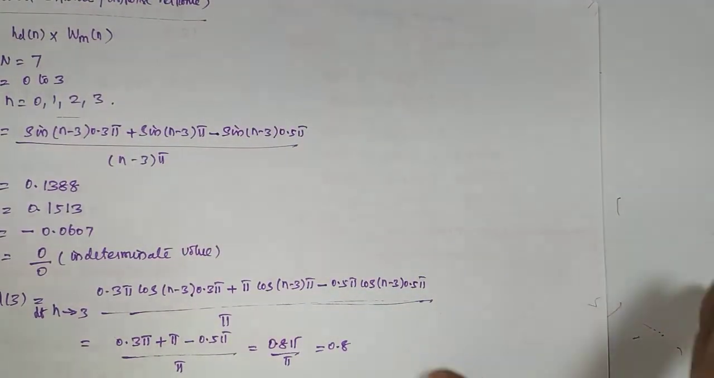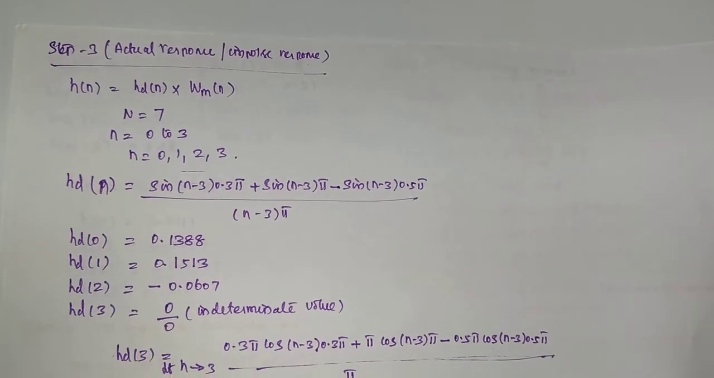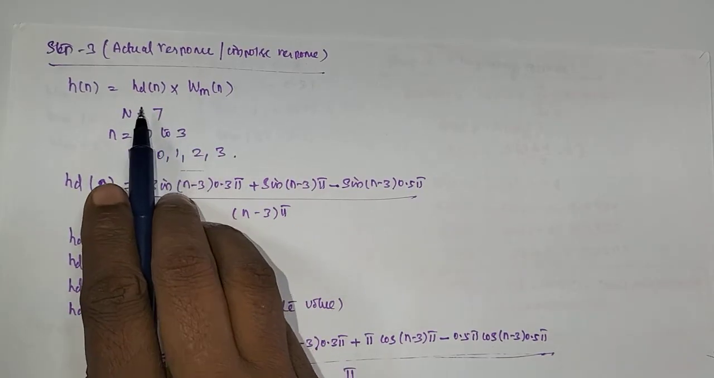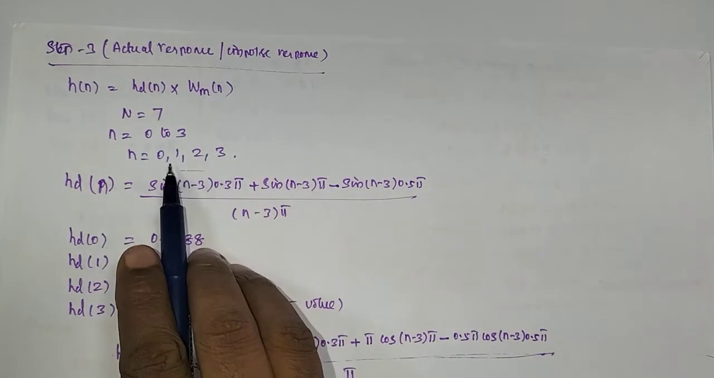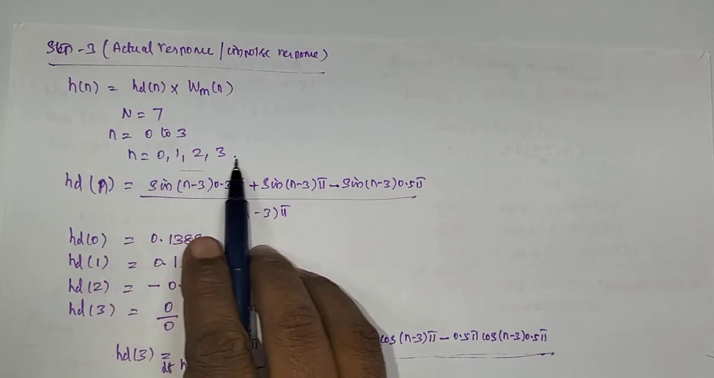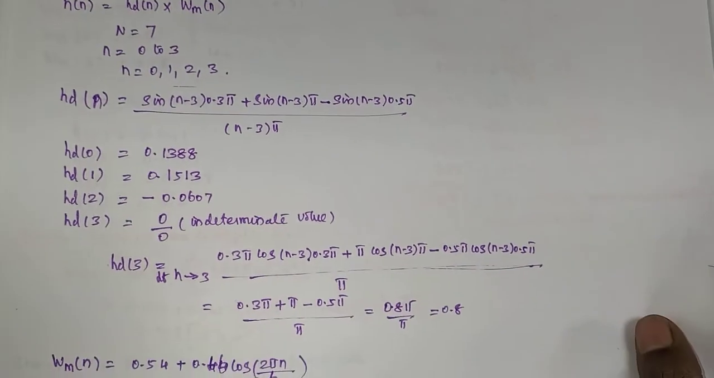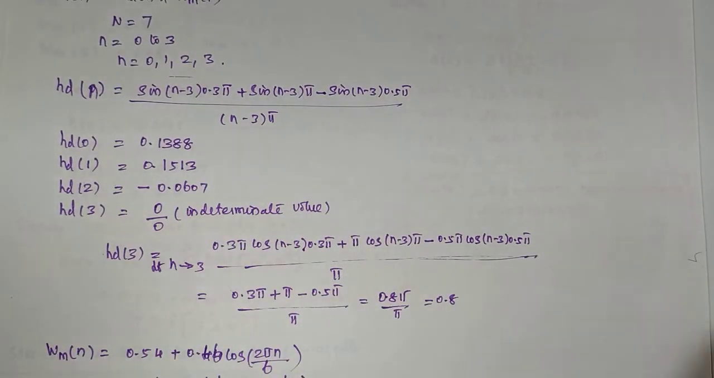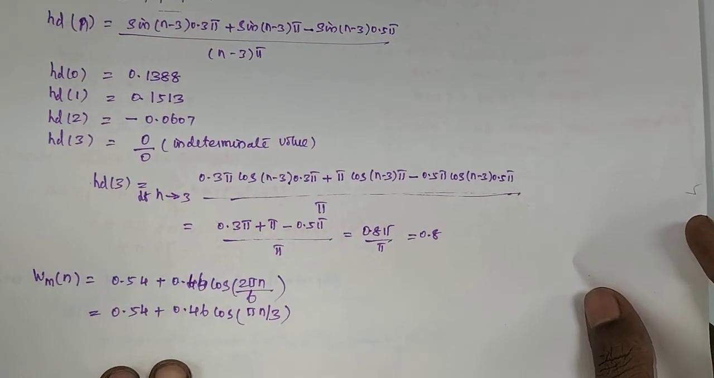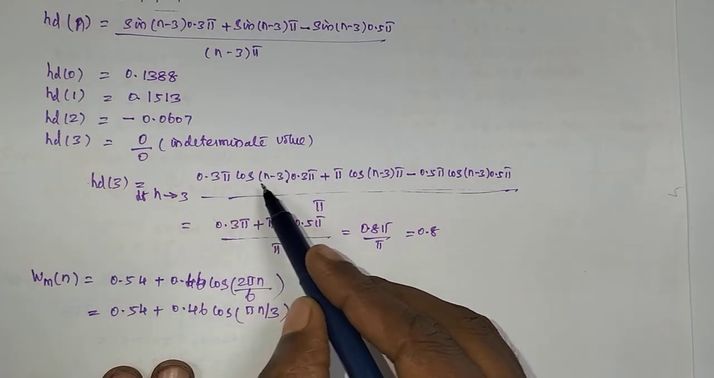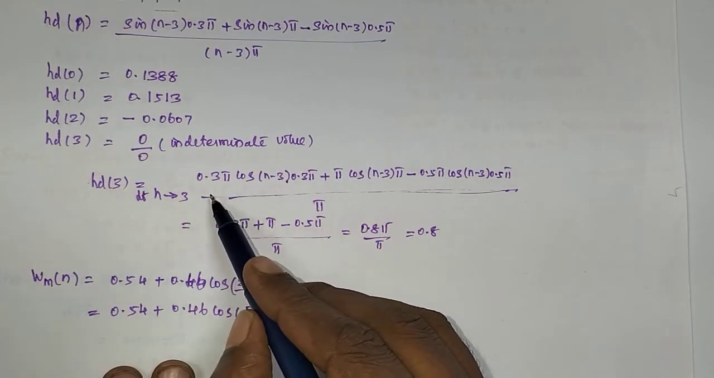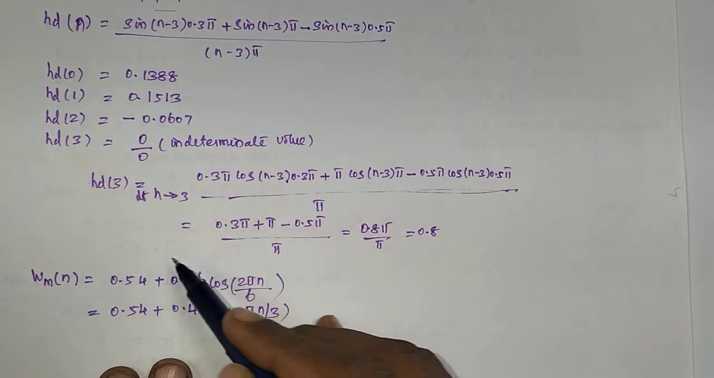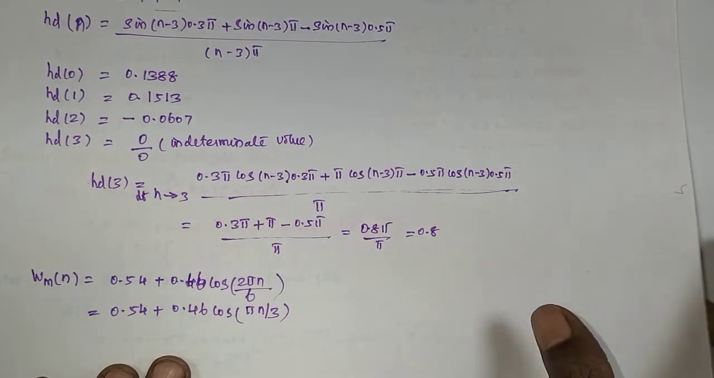Next you have to find the actual response. You have to design the FIR filter by using the Hamming window. So HD of n into the Hamming window for N equal to 7. So n is equal to 0, 1, 2 and 3. And then find the HD of n value for n equal to 0, 1, 2 and 3. For n equal to 3, it is an indeterminate value, so you have to apply the L'Hospital rule. Differentiate numerator and denominator with respect to n, and substitute n equal to 3, you will be getting 0.8.